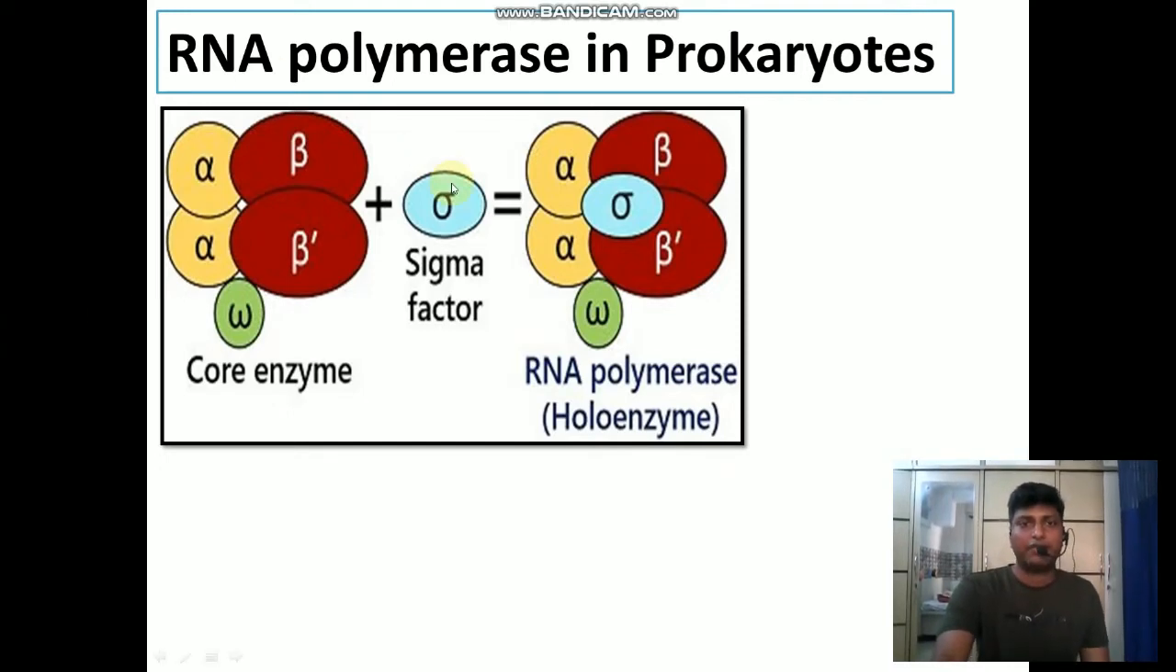What is a sigma factor? It is a protein mainly. So this sigma factor helps the RNA polymerase to bind to the promoter. Am I clear with that? Now you may wonder, how does this happen in case of eukaryotes? Now dear students, RNA polymerase of eukaryotes is slightly different.